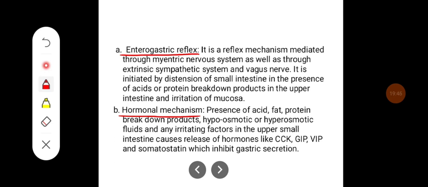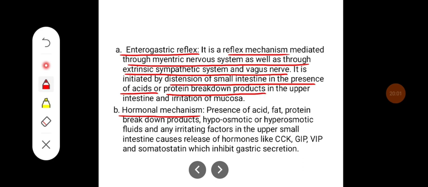The enterogastric reflex is a reflex mechanism mediated through the myenteric nervous system as well as through the extrinsic sympathetic system and vagus nerve. It is initiated by distension of the small intestine, the presence of acids or protein breakdown products in the upper intestine, and irritation of the mucosa, whereby the reflex mechanism inhibits the production of HCl from the stomach.